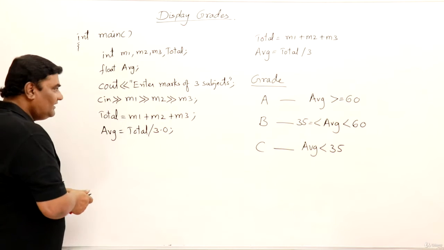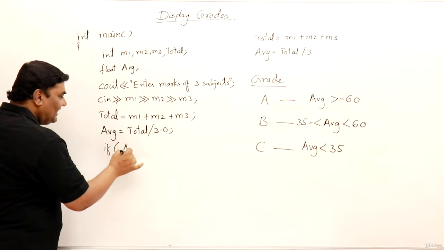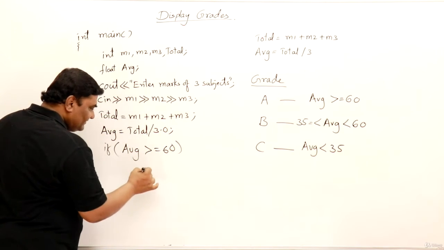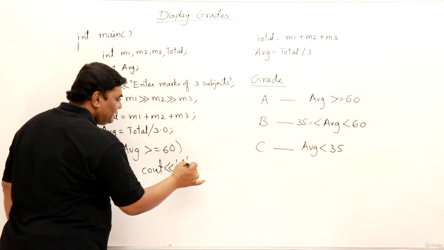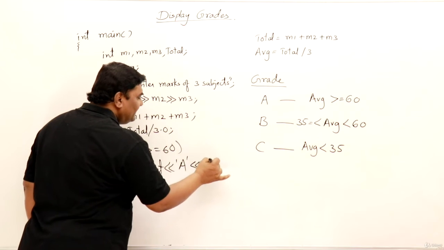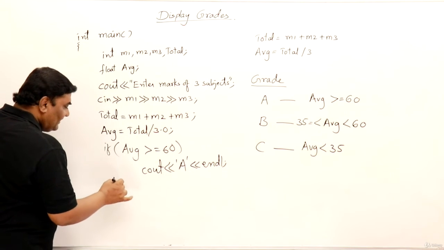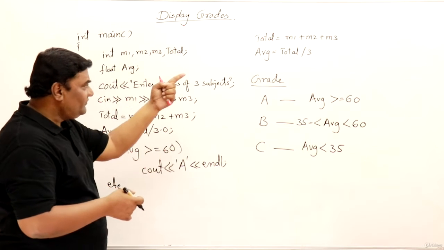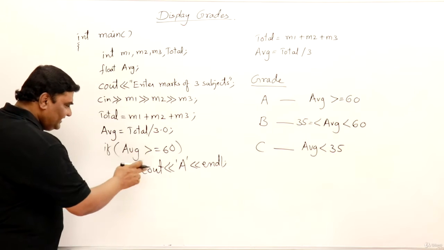Now here, let us display the grade. So first of all, if average is greater than or equal to 60, then cout A, just this grade, and also endl. So if at all you want new line, you can take that. Then I have only one statement inside this. Just I want to display grade. As I said, I don't want to display marks and average. You can do that. So for me, I don't need curly bracket.